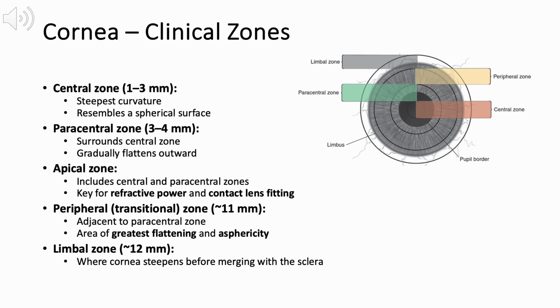fitting. Beyond the apical area lies the peripheral or transitional zone, spanning approximately 11 millimeters in diameter. This zone exhibits the greatest flattening and asphericity. Finally, the limbal zone, around 12 millimeters, is where the cornea begins to steepen again as it approaches and blends with the sclera.